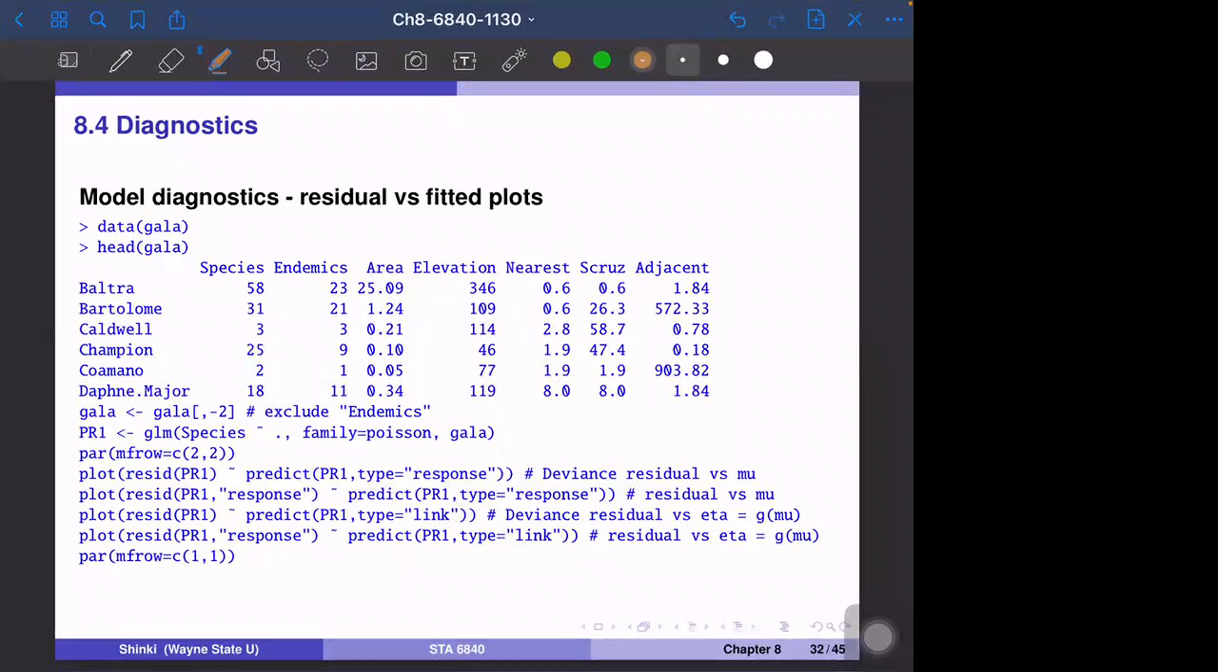Hi, now we continue 8.4 diagnostics. So now the residual plots. We use a different data set. This is the Galapagos Islands data, and this is the number of species, and the sample unit is islands.